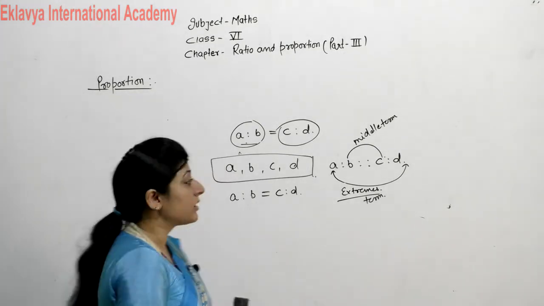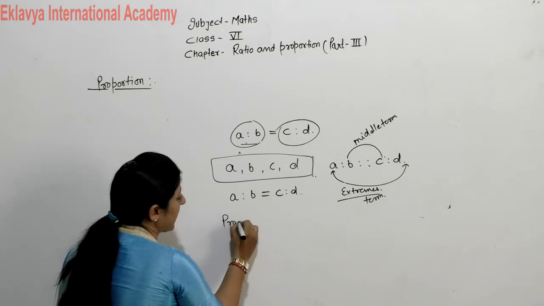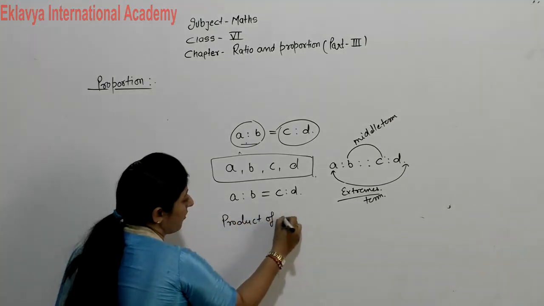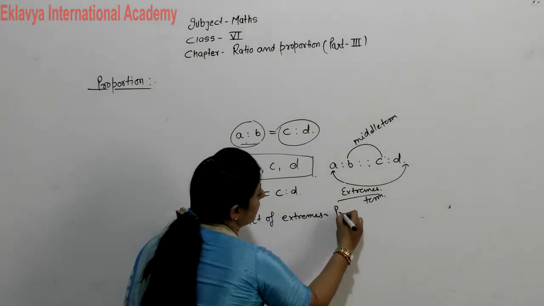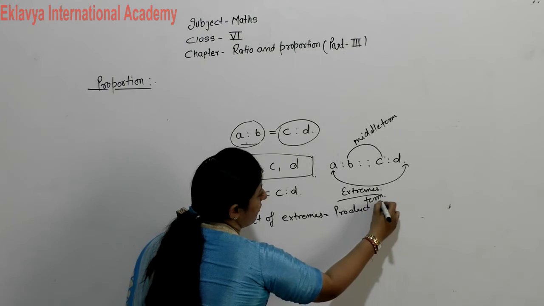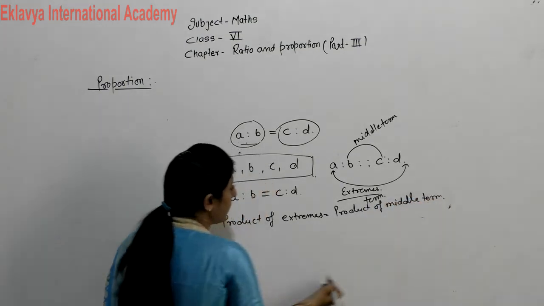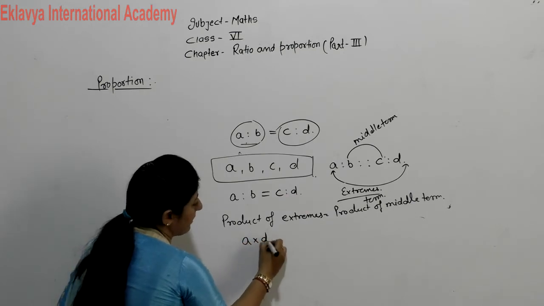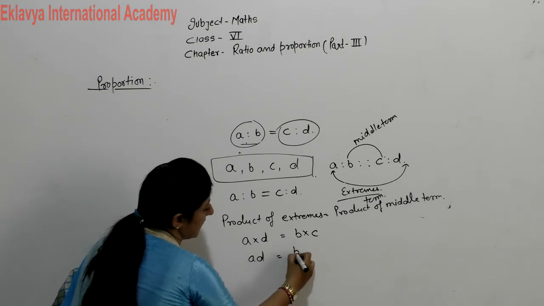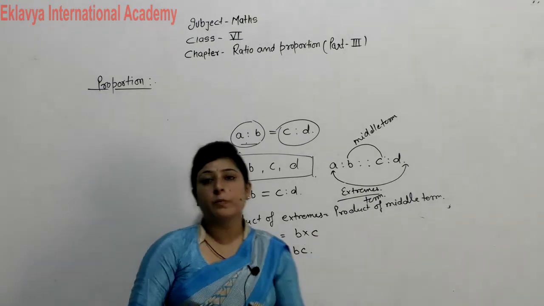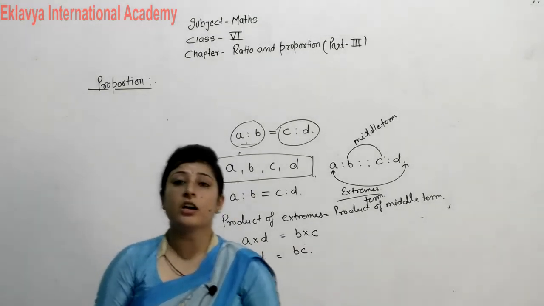How to solve the ratio proportion? There should be one condition, that the product of extreme terms, extremes, is equal to the product of middle terms. It means A multiplied by D is equal to B multiplied by C. That is AD is equal to BC. So this is called proportion.